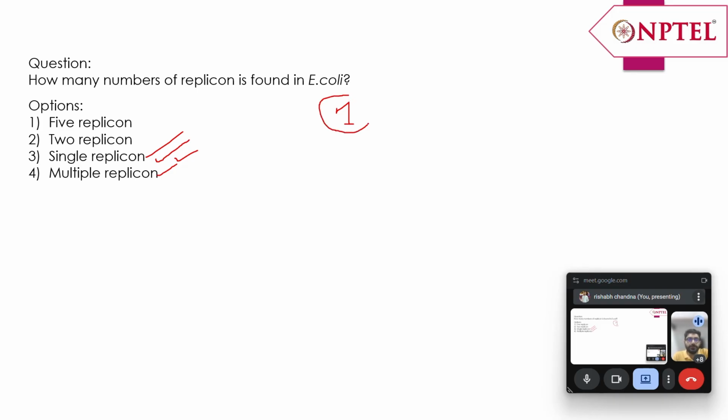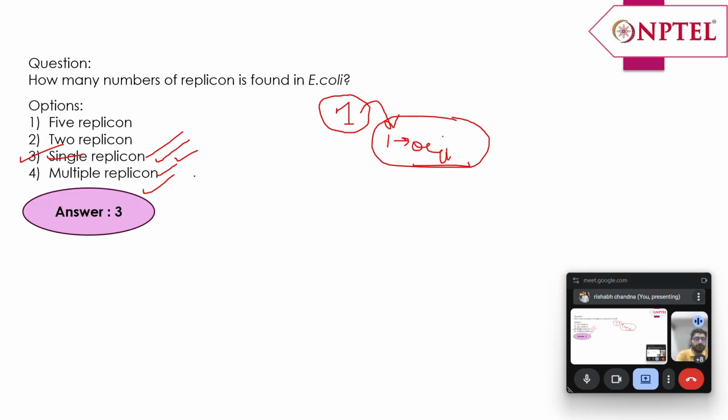From this one chromosome, they can replicate only through a single origin of replication. So this single origin of replication is termed a single replicon. So they consist of only one replicon, and in eukaryotes, especially humans, there will be multiple replicons. So the correct answer is option 3, that it has only a single replicon. Any doubts in this question?